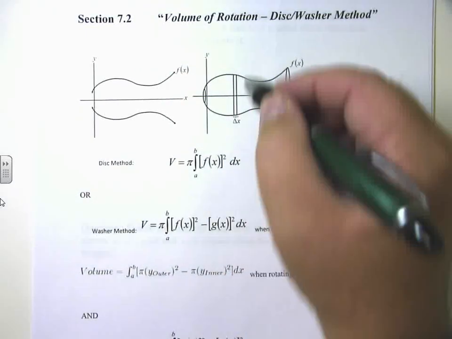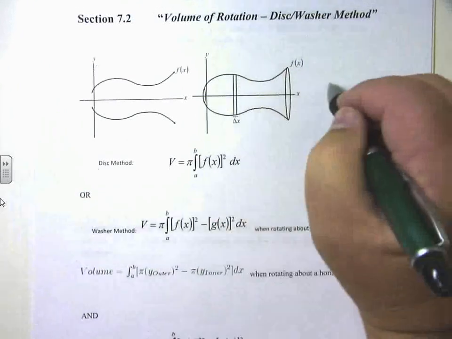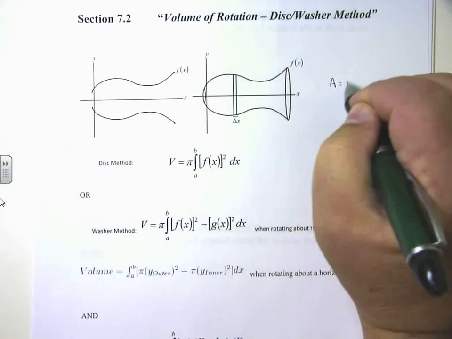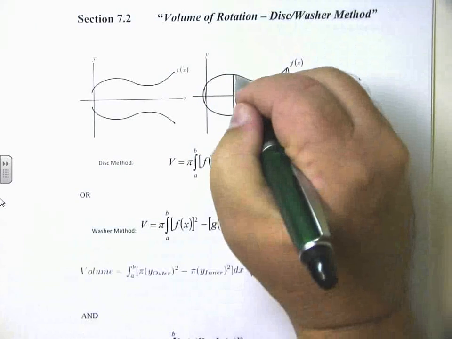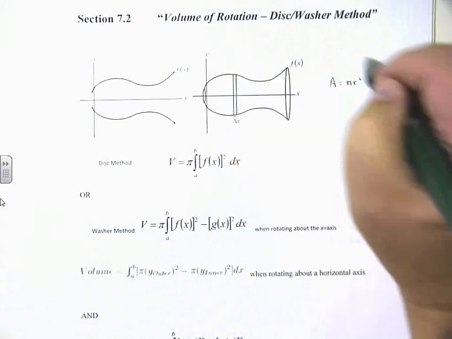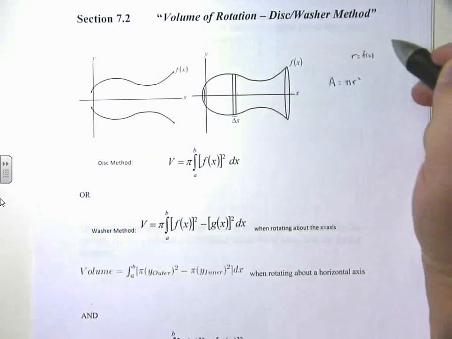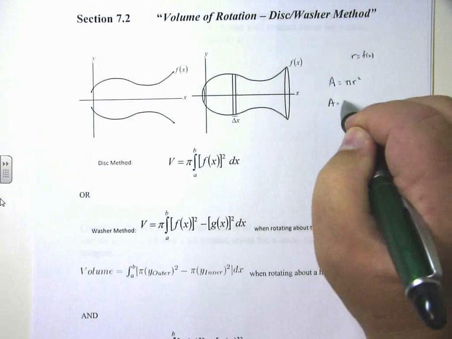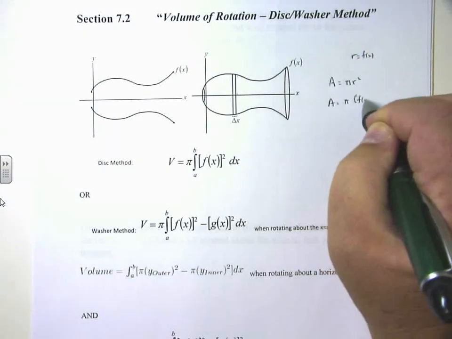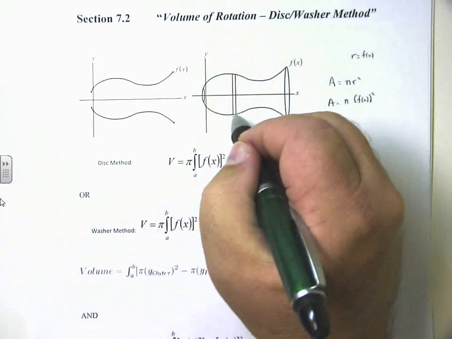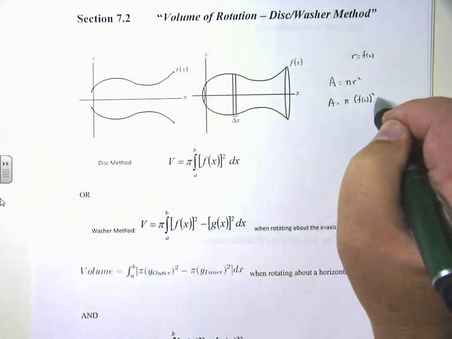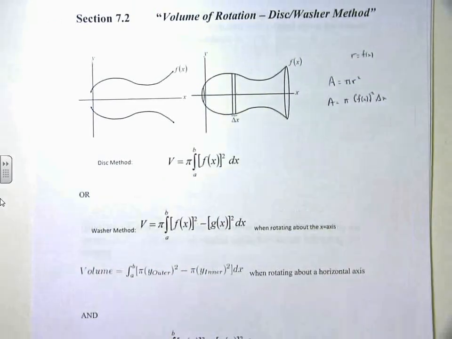Now, when you're rotating it, you make circles. And you know the area of a circle is pi r squared. And your radius is actually the function here. So the radius ends up being the function, so the area ends up being pi times f of x, the function, squared, times the width of it, which is delta x on that little sliver.